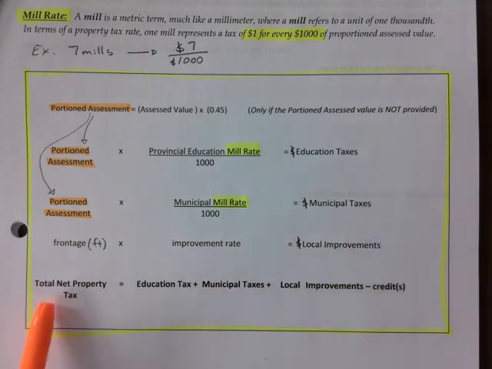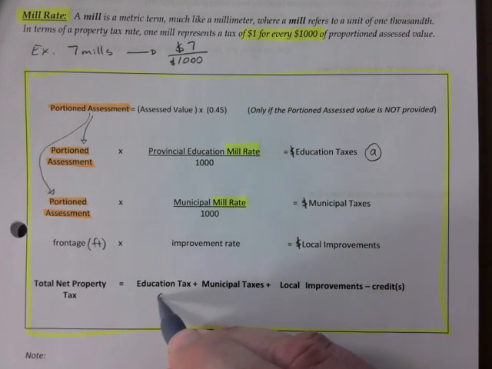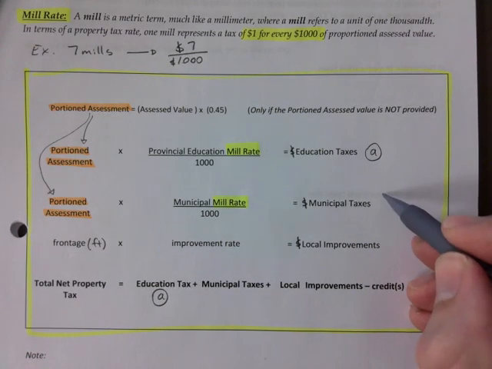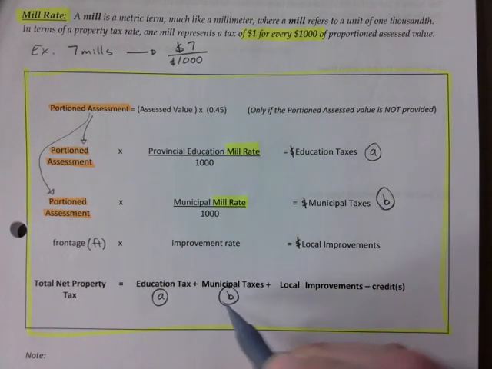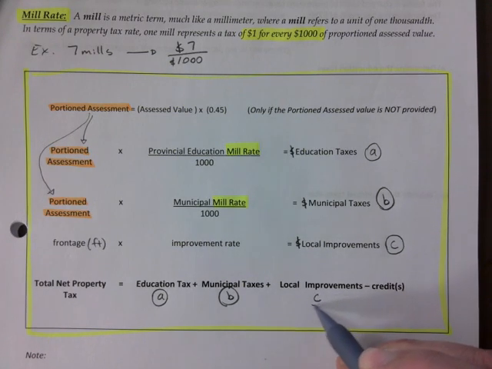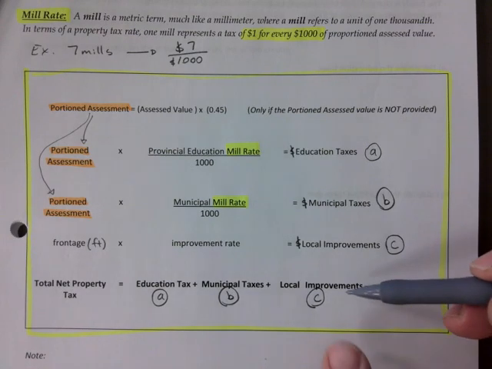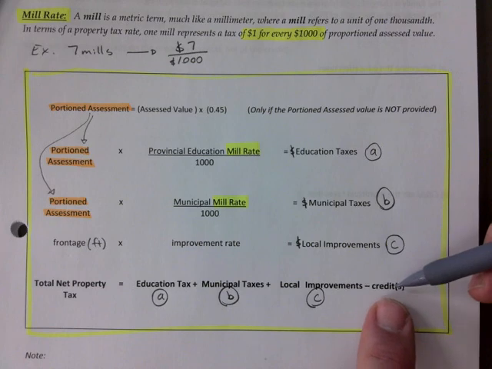And then at the end of the day, net property taxes, you take your education tax, I'm going to go A. Your municipal taxes, that's B. We add that here, B, because I'm running out of highlighters. Okay. Your local improvements, if there have been any, not always will there be local improvements, but that's C. Minus any credits that you may have gotten.